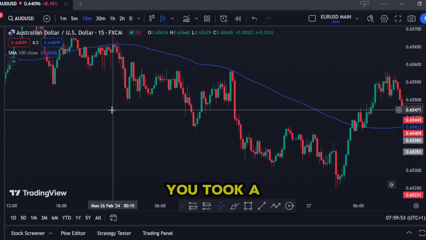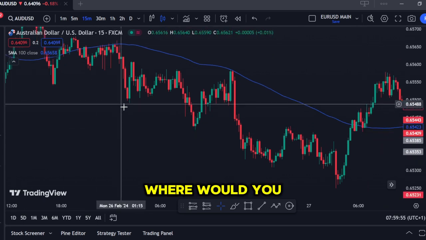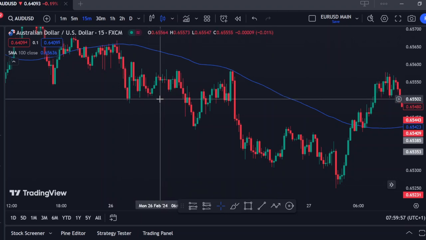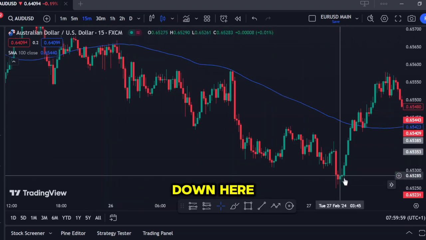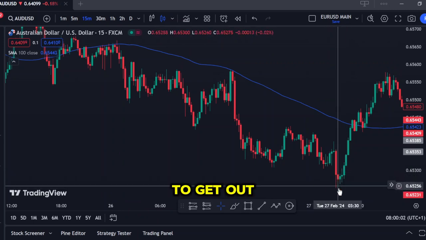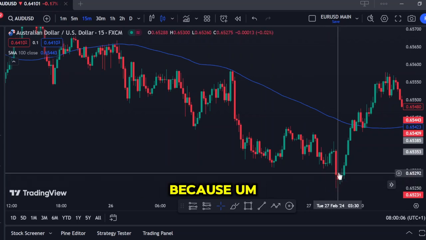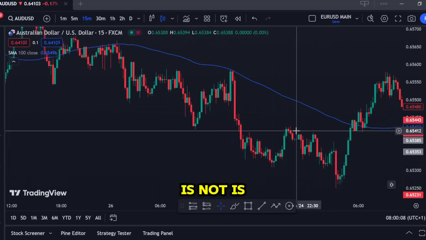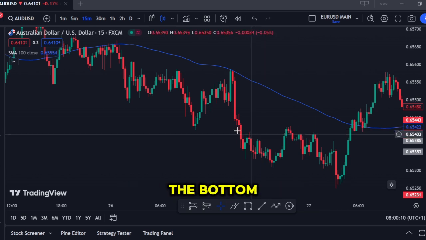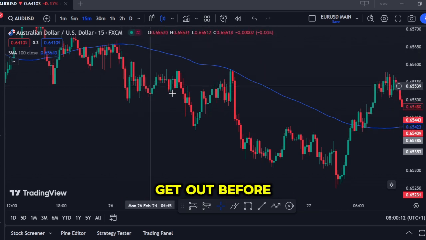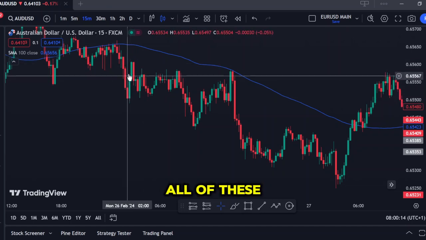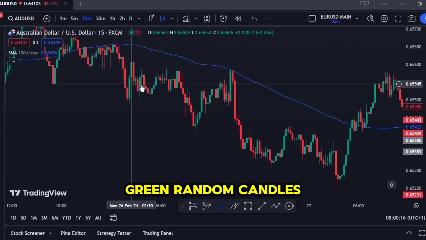Now, let's say you took a sell right here. Where would you have loved to exit this market? A lot of people say somewhere down here, but is that realistic to get out at the bottom of the market every single time? Well, I would disagree, because it's impossible to always get out at the bottom. But I would personally like to get out before all of these green random candles, right?